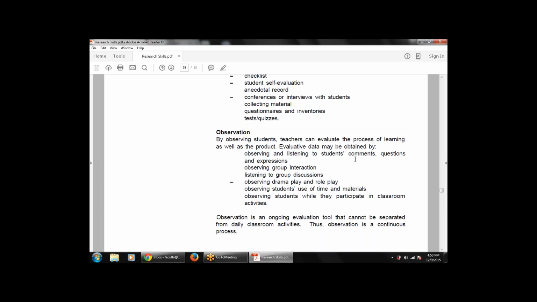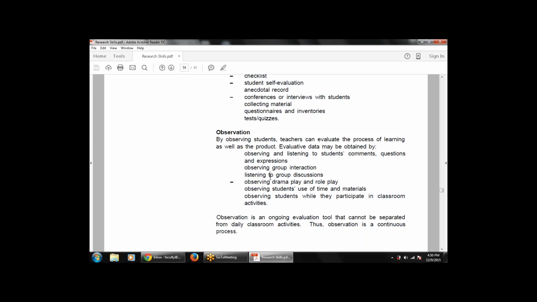So observing and listening to the students' comments, questions and expressions, then observing the group discussion, listening to the group discussion, then observing the drama play, that is making the drama, where every person or some persons are playing the act as drama players. So observing the drama play and the role play, then observing the students' use of the time and the material.